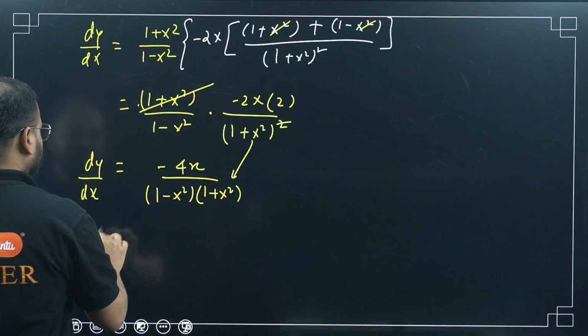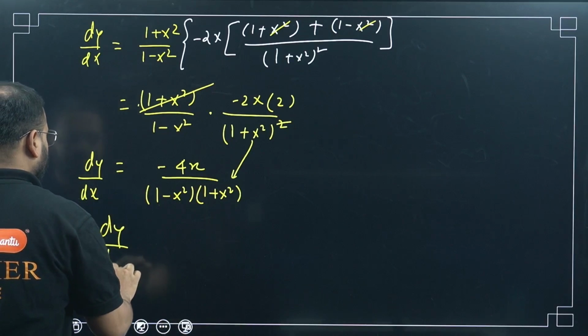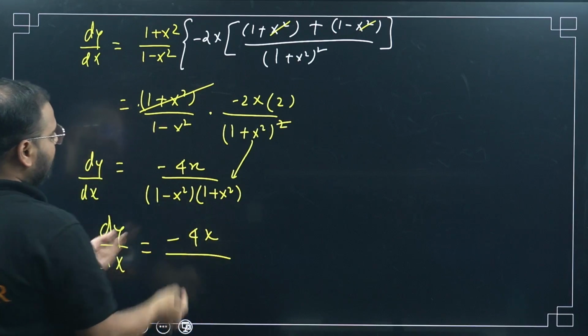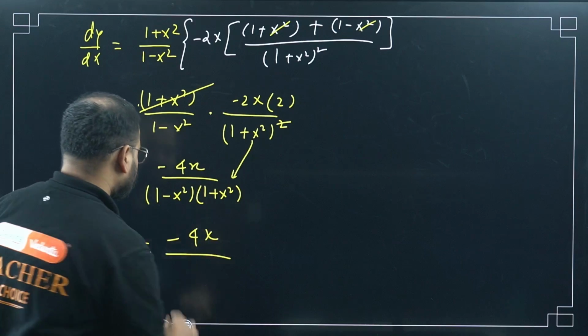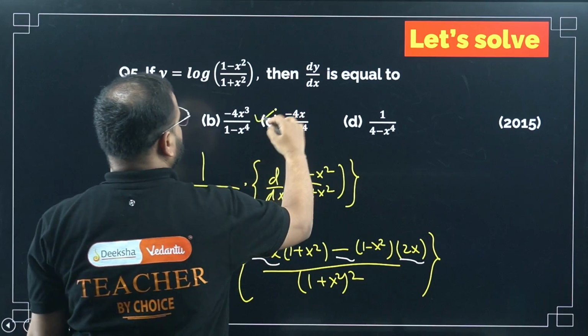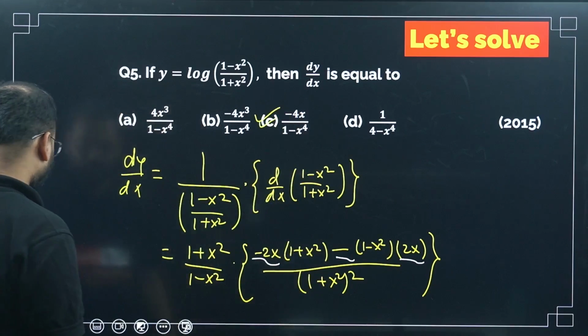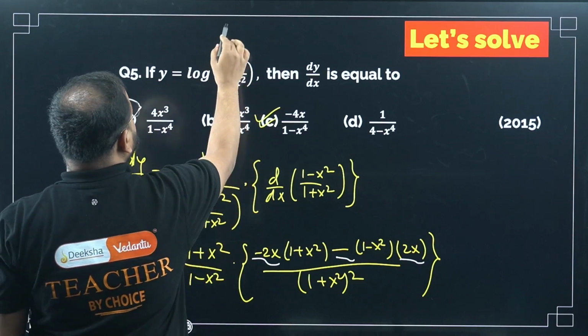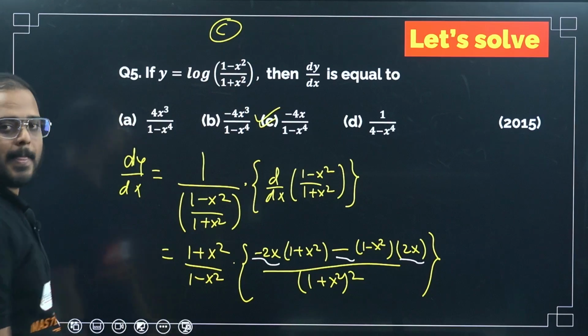Okay. What is the final answer now? dy by dx equals to minus 4x upon a minus b, a plus b, a minus b, a plus b, simply 1 minus x power 4. I think this, see, minus 4x upon 1 minus x power 4. Option C is correct. Okay, simple.